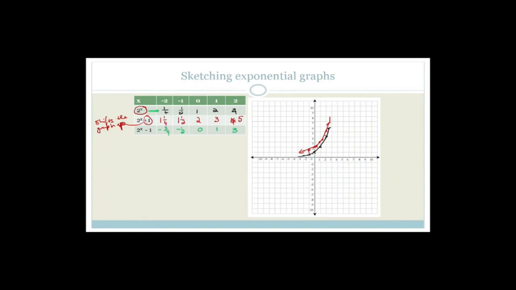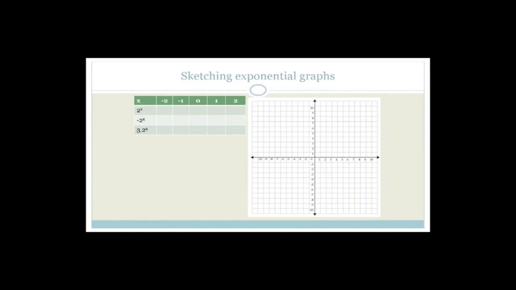So let's plot that. It's now when x is minus 2, y is minus 3 quarters. So it's kind of there. When x is minus 1, it's minus a half. Goes through 0, 1, and 3. When x is 2, y is 3. And there you go. Okay, get it. So this thing here affects the y-axis, the y-shift. It either pushes the graph up or pulls it down.